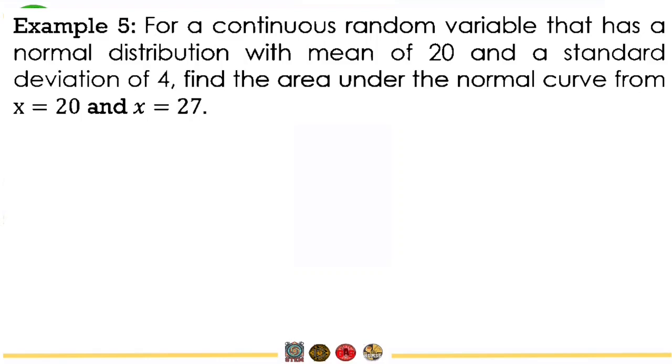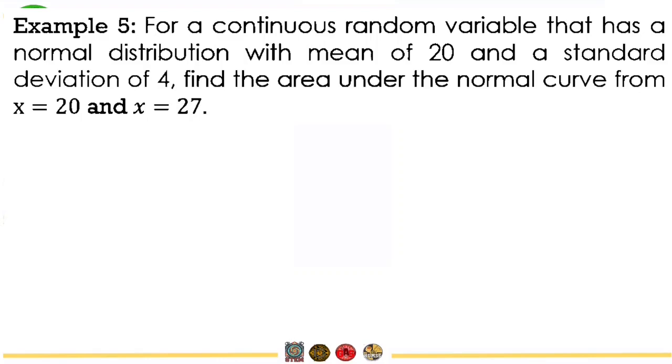So I provided already the z-value table. I hope you have the copy of the z-value table. So how do we find the area under the normal curve from 20 to 27? Basically, this is between 20 and 27.